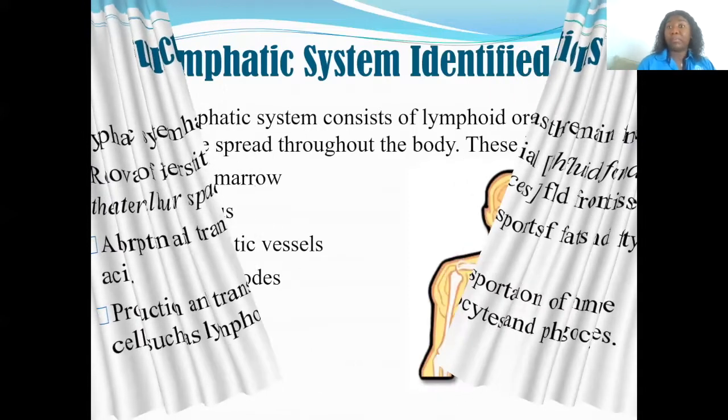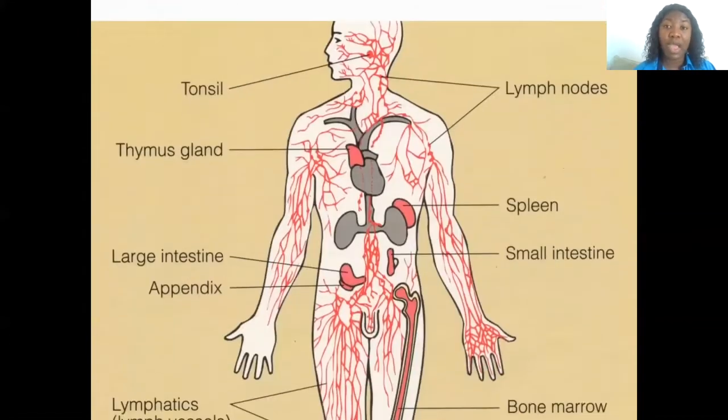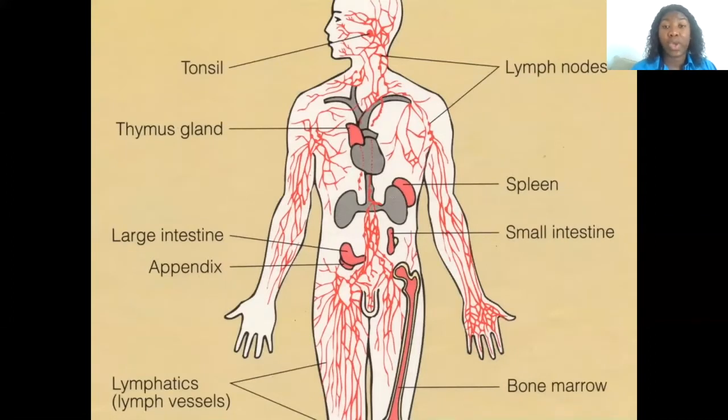So let's look at what makes up the lymphatic system. It consists of lymphoid organs, which are spread throughout the body. These include your bone marrow, your thymus, lymphatic vessels, lymph nodes, spleen, adenoids, and your tonsils. And here is a picture showing you exactly where you would find each of these different lymphoid organs within your body.